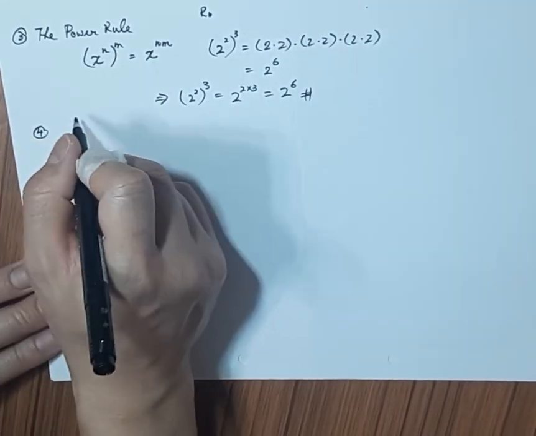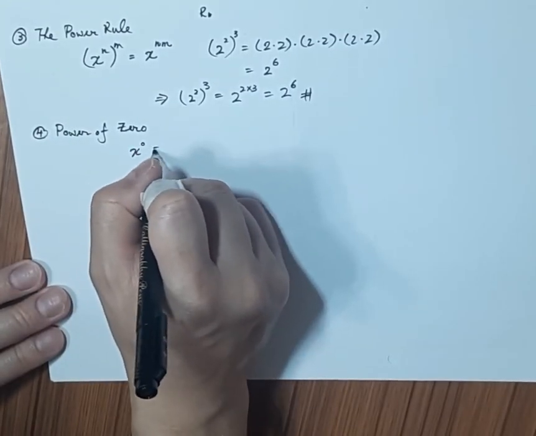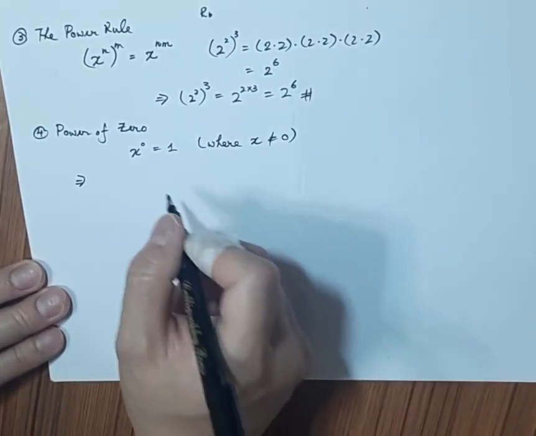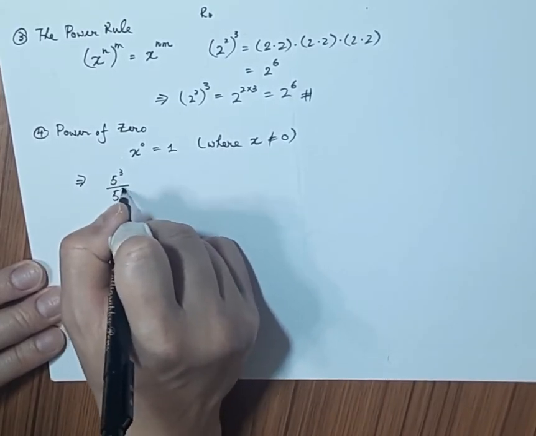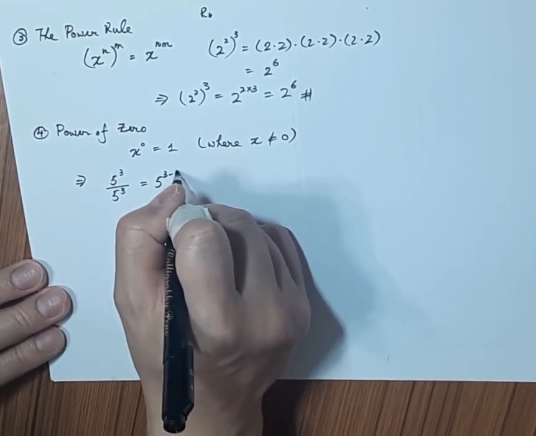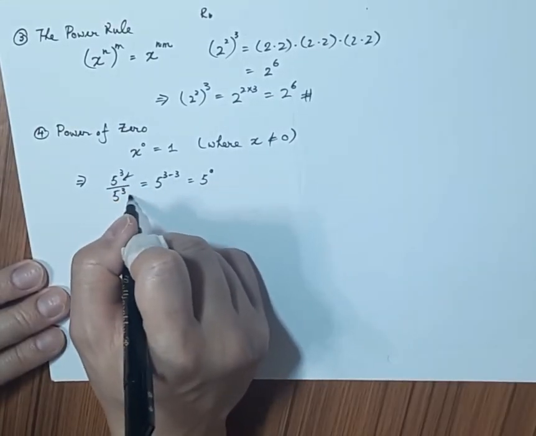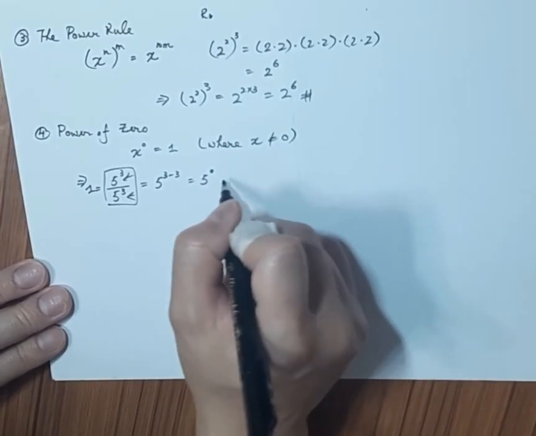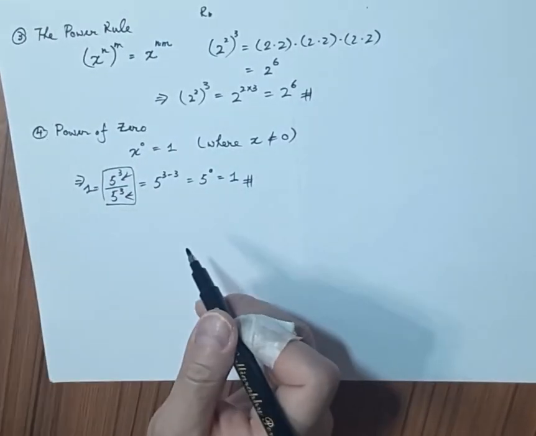The fourth rule is the power of 0. Any number x to the power of 0 is equal to 1, provided that x is not equal to 0. If we have 5 to the power of 3 over 5 to the power of 3, with the quotient rule, we know that is equal to 5 to the power of 3 minus 3, equal to 5 to the power of 0. And these two numbers are the same, so divided by each other, we get the number 1. So 5 to the power of 0 is equal to 1. This is the power of 0 rule of the exponent rules.